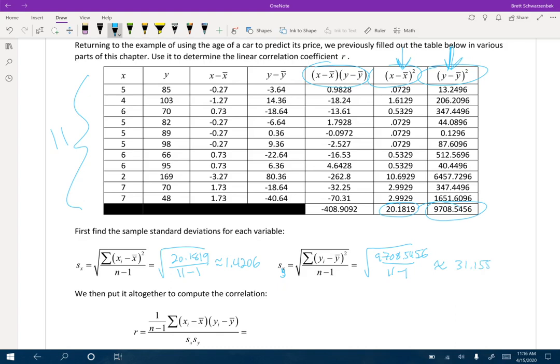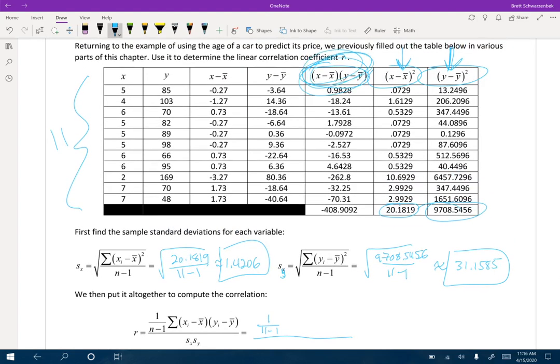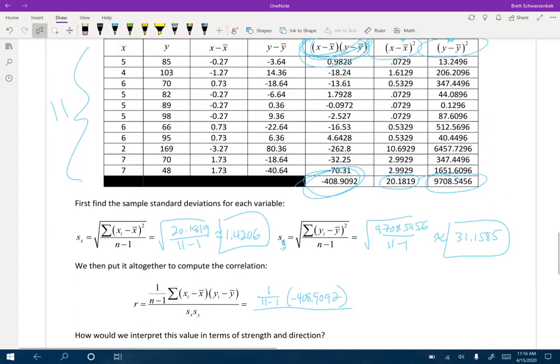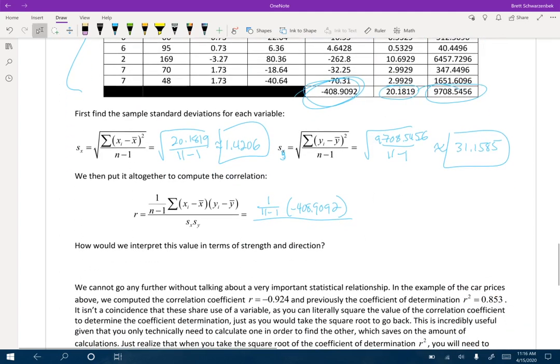31.1585. All right. So using that, we can then go to our correlation just like we did before and calculate it. So 1 over 11 minus 1 to start, times the sum of the products, which is here, this number, right? This number ended up being a negative. So we're going to get negative 408.9092. Note, I think it's important to realize here that this column is really the important decider whether it's going to be a positive or negative correlation. So in the denominator, we can copy the answers that we got just above this for Sx and Sy.